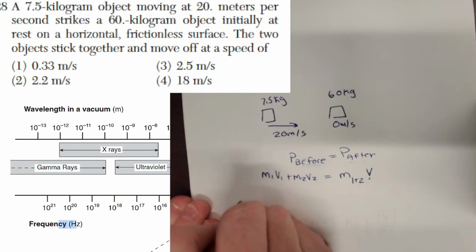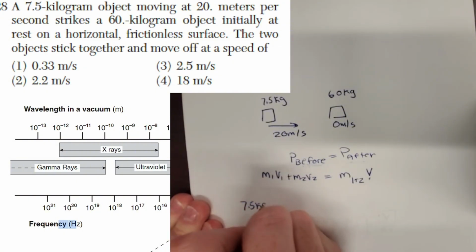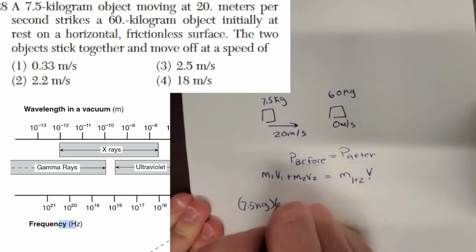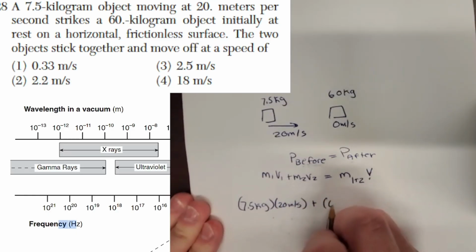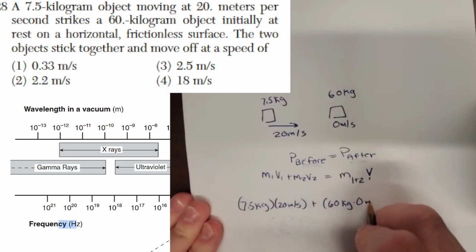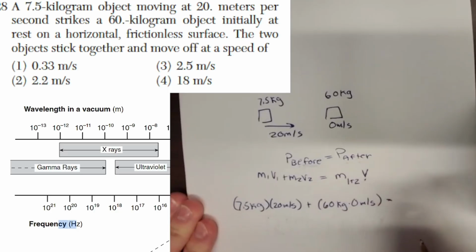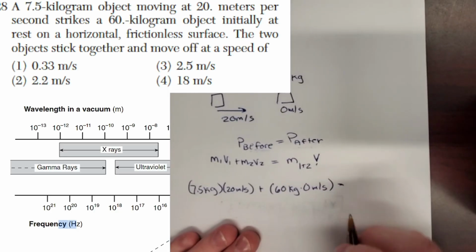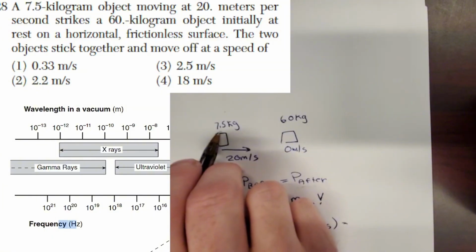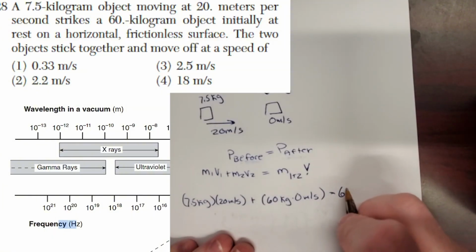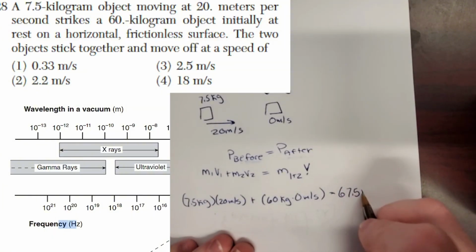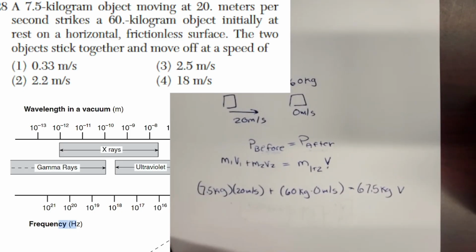Plug everything in, right? Mass 1 is 7.5 kilograms. Velocity 1 is 20 meters per second. Mass 2 is 60 kilograms. Velocity of 0 meters per second. They have a combined mass after of 67.5 kilograms. You just add their two masses. We want to find what v is, their combined velocity after.